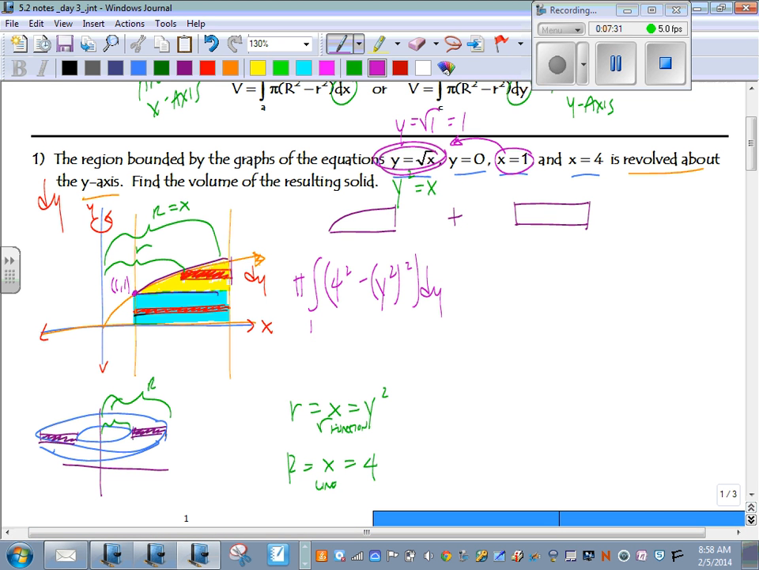Biggest y value is going to be up here where these two graphs intersect. So still square root of x. We want to know where does that intersect with x equals 4. So we can substitute that in. Y equals square root of 4. We get 2. So this point is at 4, 2. So our biggest y value is 2.